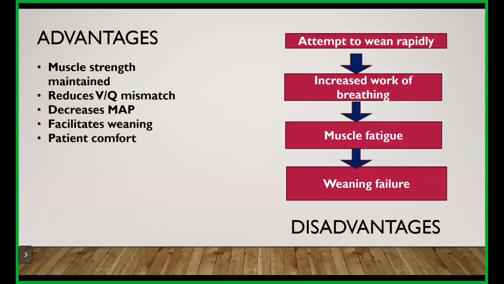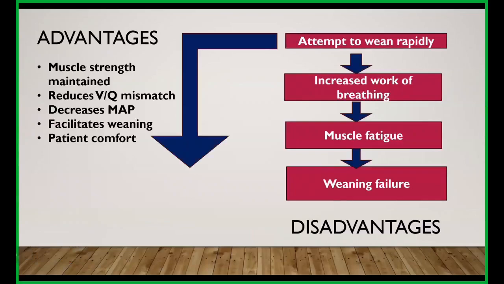Now coming to the advantages and disadvantages of your SIMV mode. The advantages: muscle strength is increased, ventilation perfusion mismatch is compensated, mean airway pressure is decreased, and it facilitates patient comfort due to the synchronization. What are the main disadvantages? The main disadvantage is your enthusiasm to wean the patient very soon. When you try to wean the patient very fast, it may result in an increase of the work of breathing, which may lead to muscle fatigue and ultimately weaning failure.